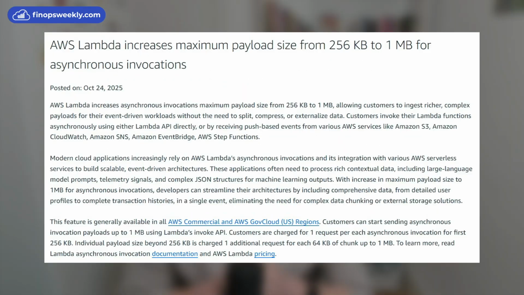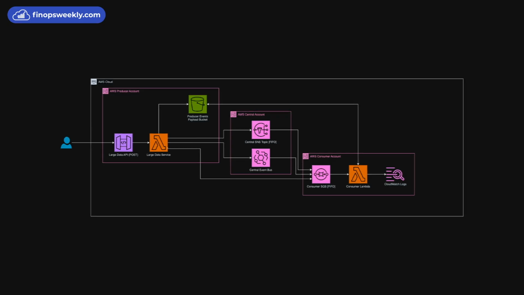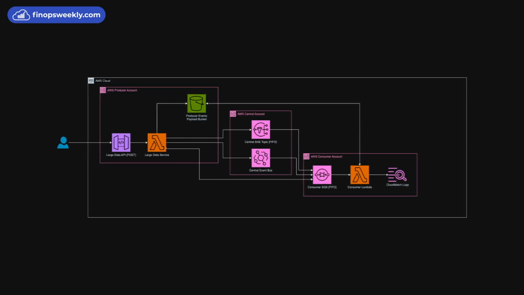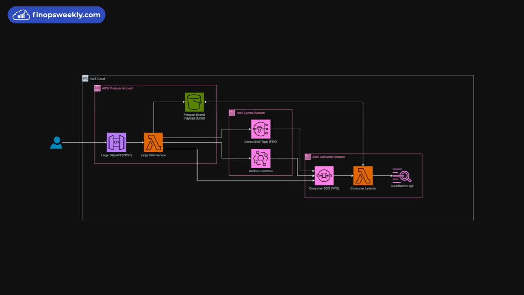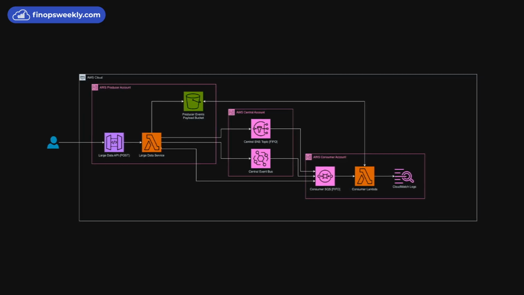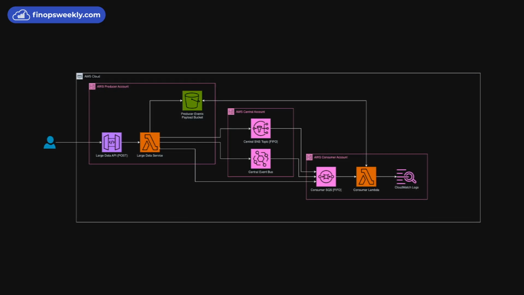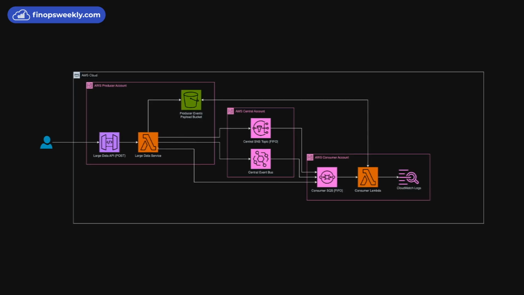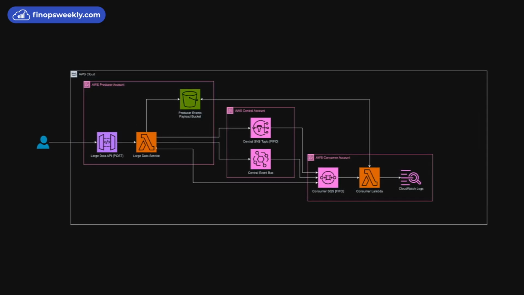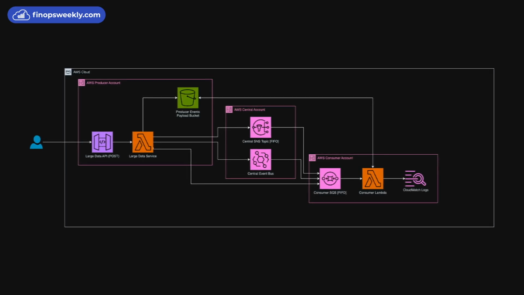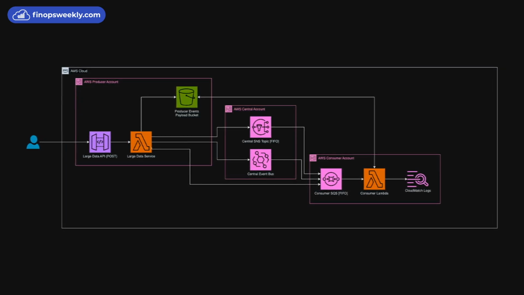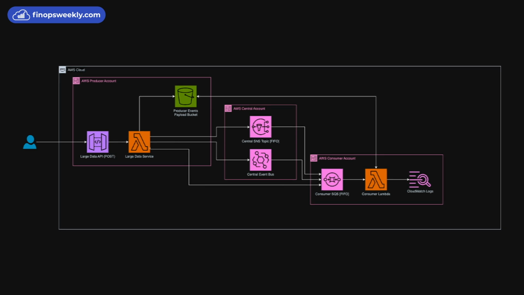In an increase for Lambda async payloads, the size has moved from 256 kilobytes to 1 megabyte. From a FinOps perspective, that can simplify architectures and potentially reduce costs tied to storage or orchestration used for chunking data. Plus, a note on the pricing model: the first 256 kilobytes counts as one request, and each additional 64 kilobytes up to 1 megabyte increments request charges. So, consider payload size when estimating cost.